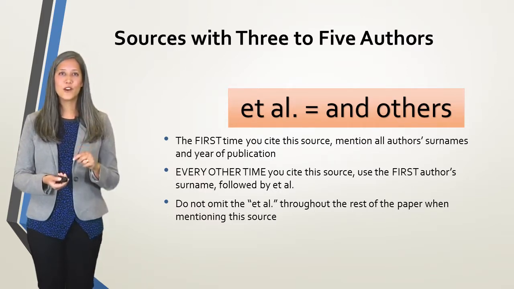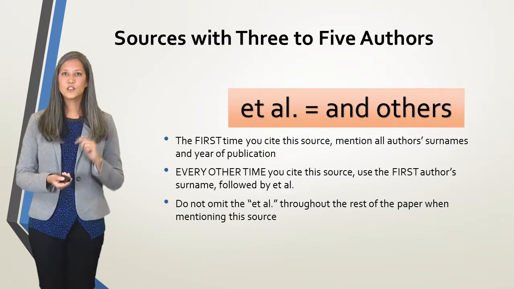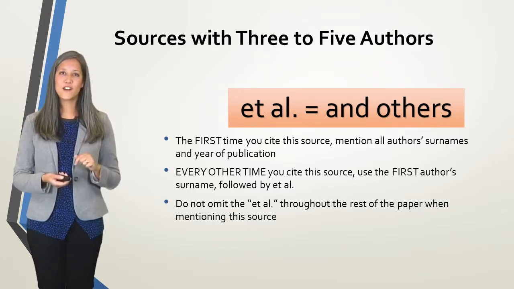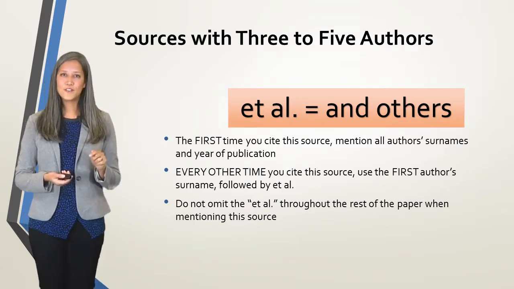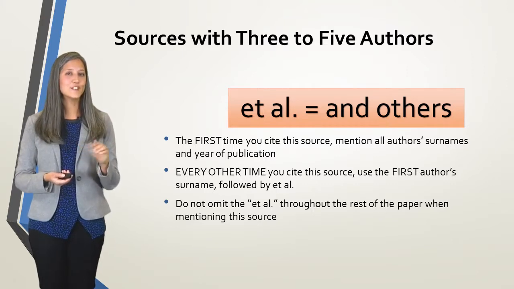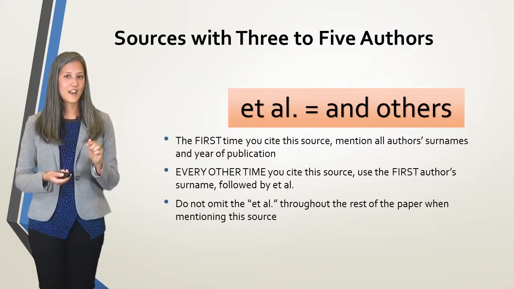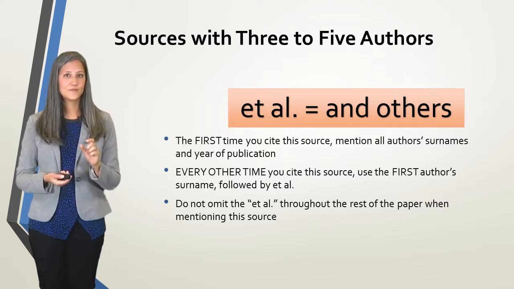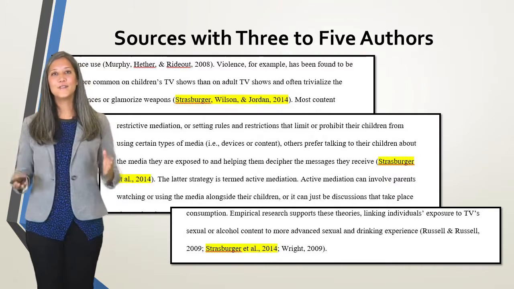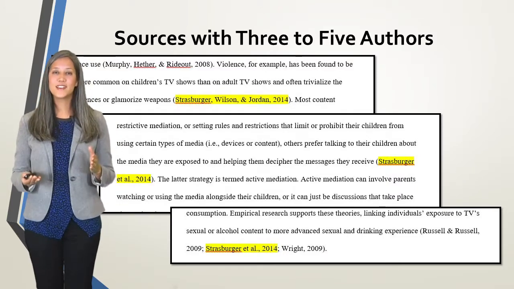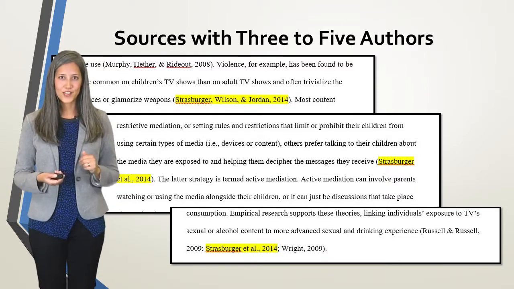This is a critical point. Do not simply drop the authors' names from your citation. Show the reader that there are multiple authors by using et al. And note the punctuation here. The period goes after the al. No period after et. Everything in lowercase. Use et al. for the entire rest of the paper whenever you cite this source after the first time.